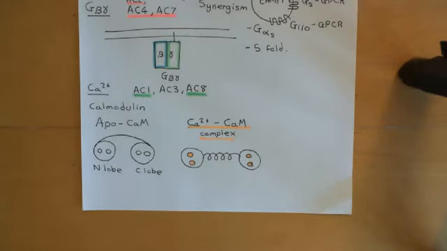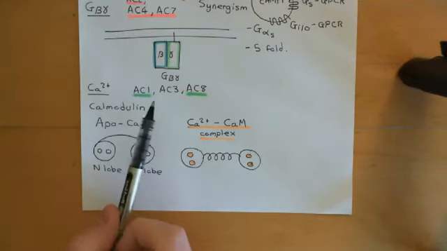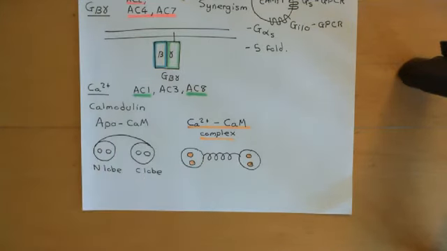Okay, so welcome back to this next video in which we are discussing cyclic AMP signaling. We're currently in the process of discussing how calcium ions can regulate adenylyl cyclases. We've just been looking at how calcium acting through calcium calmodulin complexes can stimulate adenylyl cyclase 1, 3 and 8, the group 1 adenylyl cyclases.